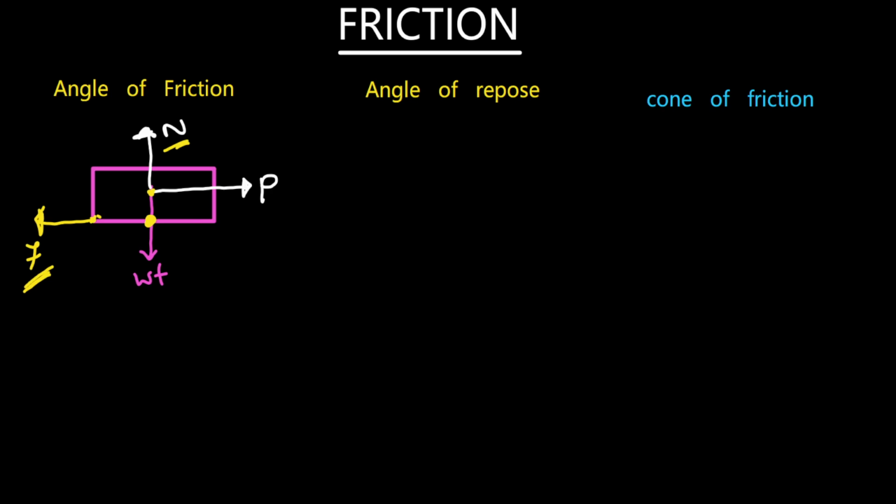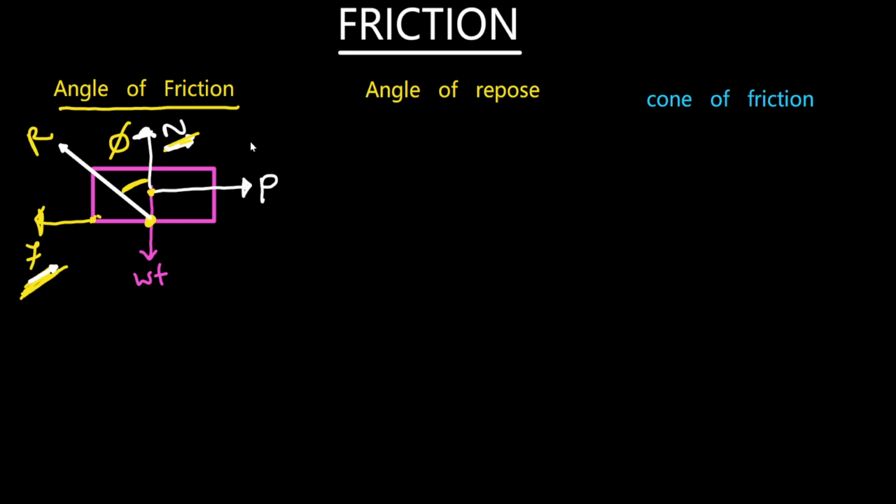so if I find the resultant of these forces, the resultant will be somewhere like this. By applying F, the resultant of F and N is this, the resultant. The angle made between these two is called the angle of friction. So the angle formed between the resultant of frictional force and normal reaction, and the normal reaction. So what is R? R is the resultant of frictional force and normal reaction. Okay, the angle between this R and normal reaction is called the angle of friction.